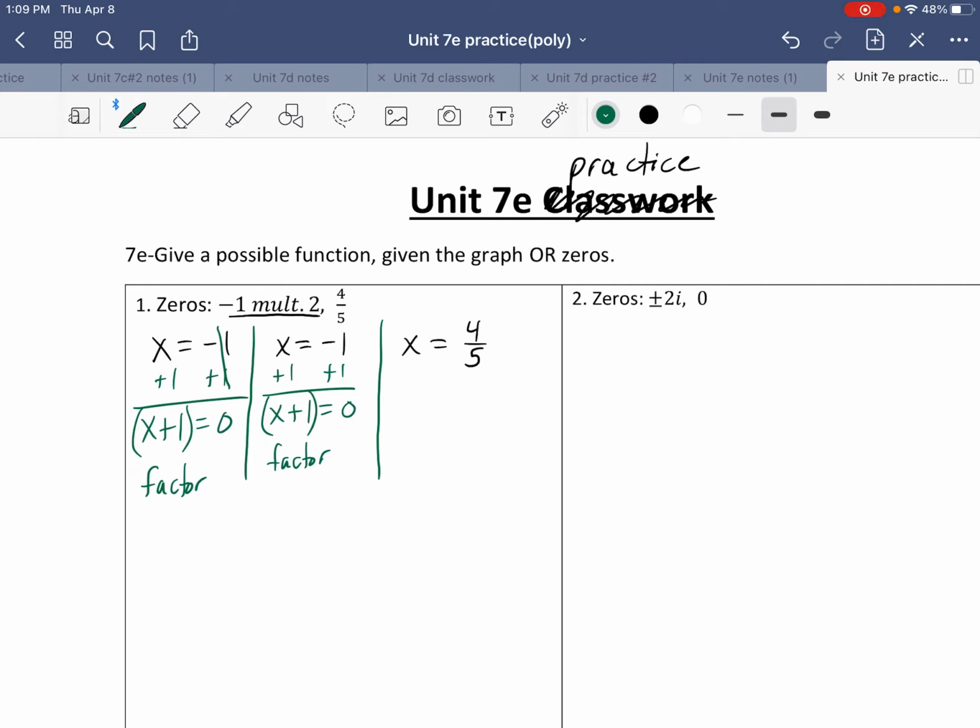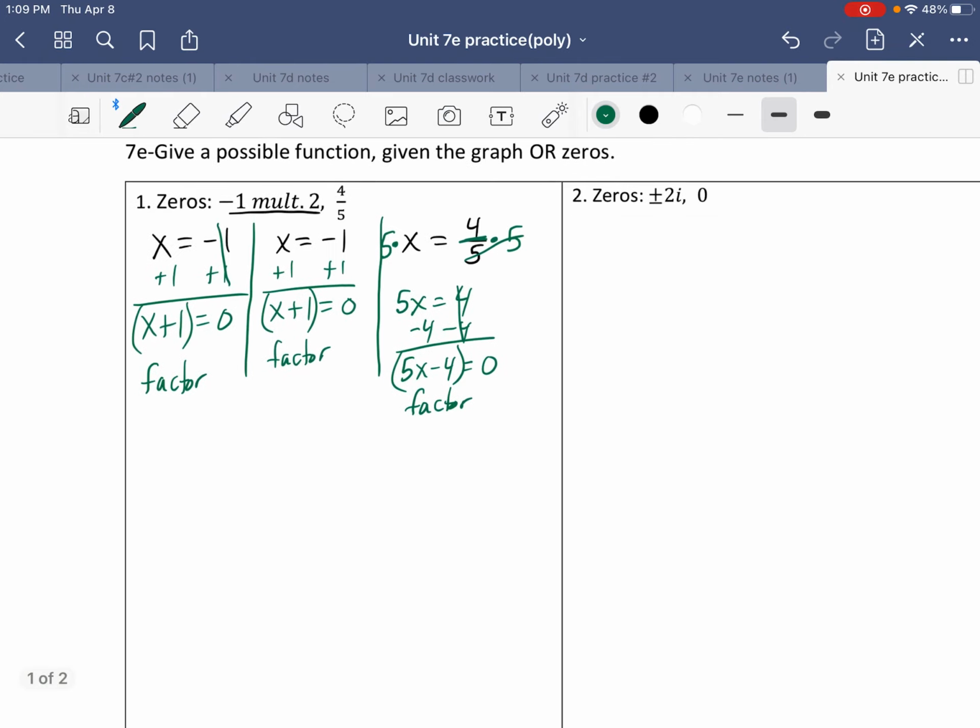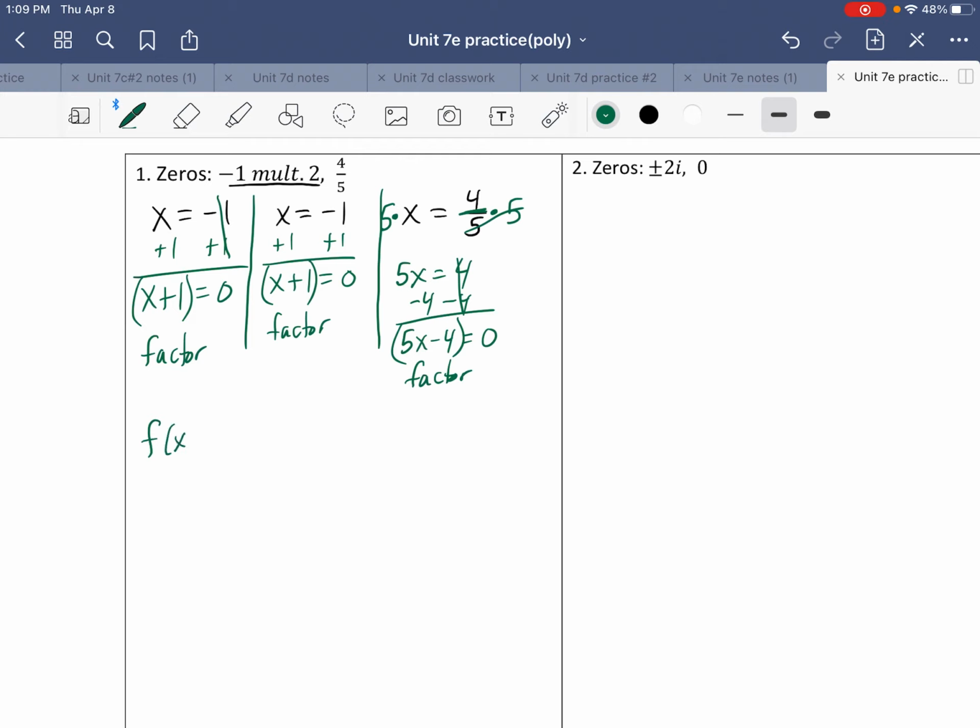Now the fraction. Typically, people look at that as a division, 4 divided by 5. So the opposite of divide by 5 is multiply by 5. And then you can subtract 4, and it equals 0. So 5x minus 4 is your factor. Now you write the factors out in a function. This is the factored form of the polynomial.